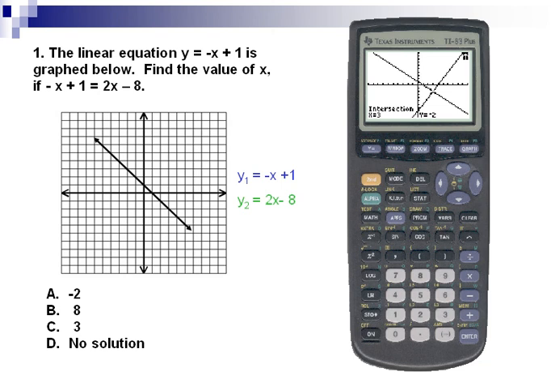The point of intersection is at 3, negative 2. We want to select the x value off the calculator, since the problem said find the value of x, and select the correct answer. The correct answer then is C, 3. No solution is an answer when the two lines are parallel and have the same slope.